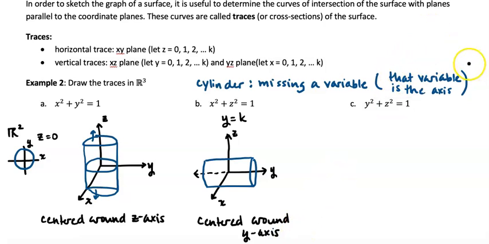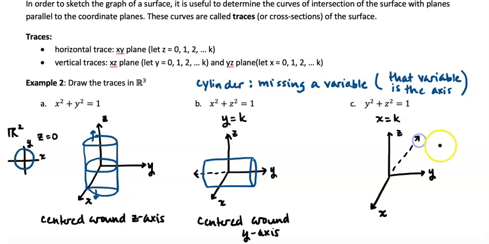All right, one more. For C, the variable we're missing is x. So we can say that we have some x is equal to k, a constant. And if we draw that three-dimensional system, since our variable of x is missing, we know that this is going to be centered around the x-axis.